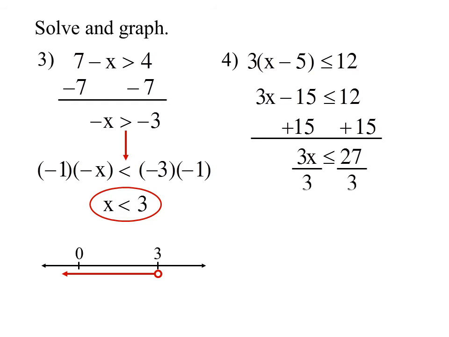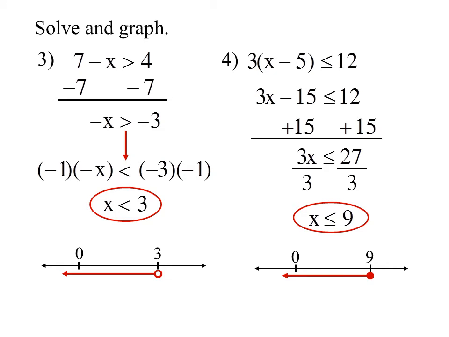Then we divide by 3. Do I need to flip the sign on this one? No, because we're dividing by a positive 3. Everything's staying positive, so we're good. And then we just make our little graph. So, do I fill in the point at 9? Yes, because I have that equal to bar. And which way does the arrow go? To the left. So there we go.